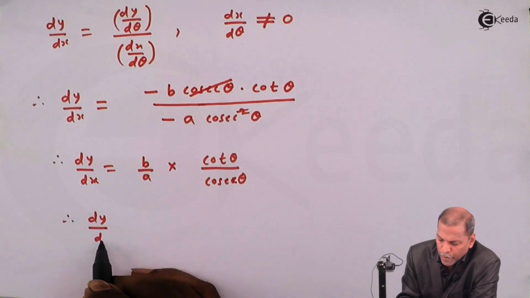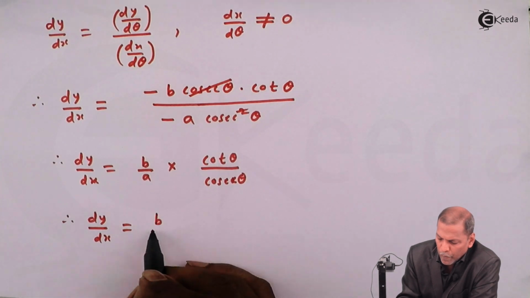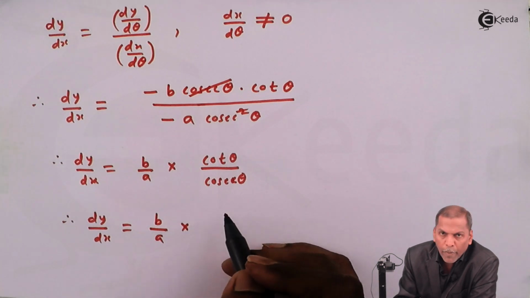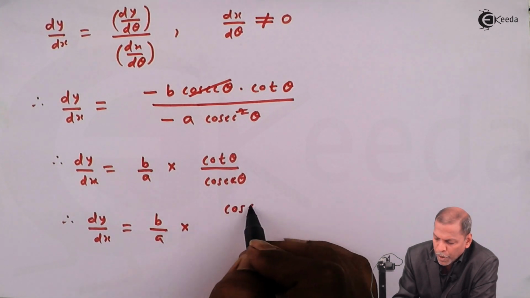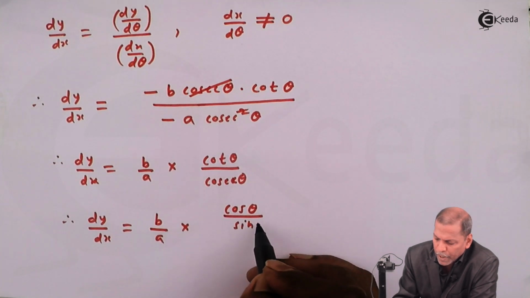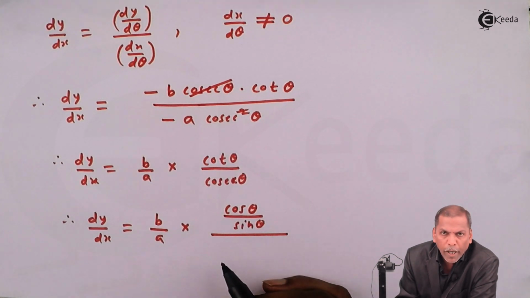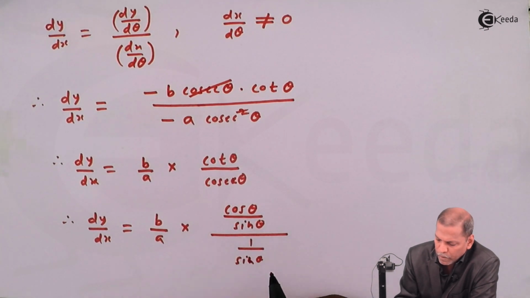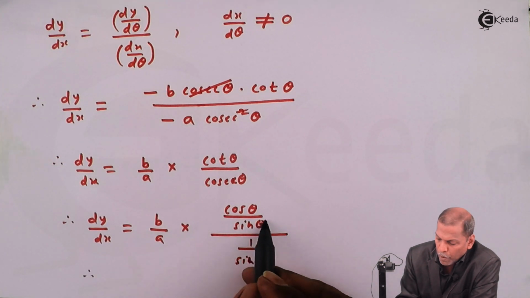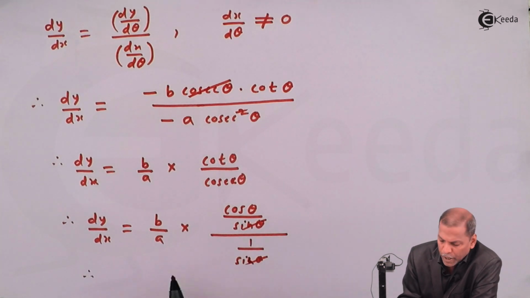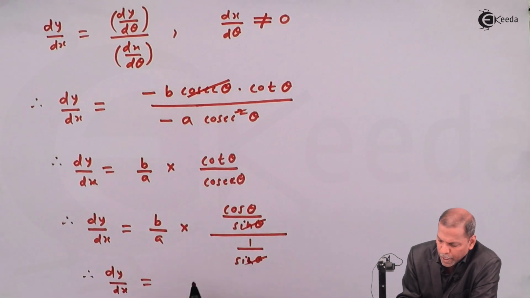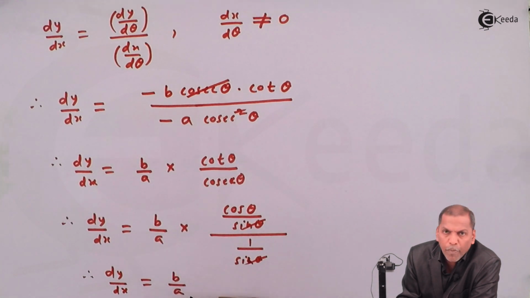So therefore dy by dx is equal to b upon a into, now for cot theta we apply the trigonometric formula, that cos theta upon sin theta, totally divided by cosec theta, we write 1 upon sin theta. Then from the denominator we cancel sin theta, so finally we get dy upon dx is equal to b upon a into cos theta.